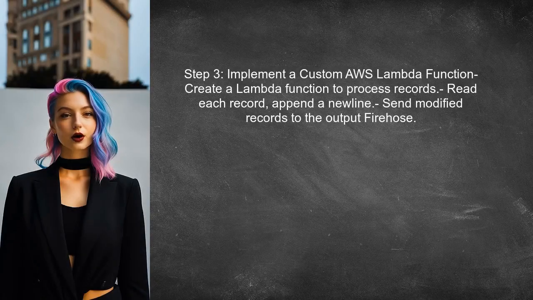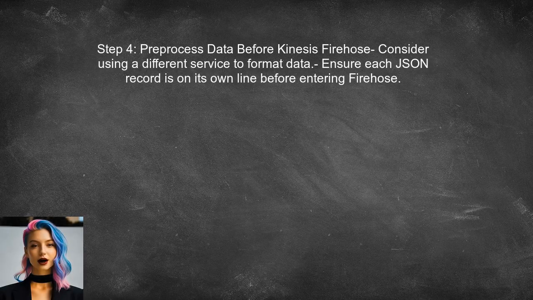Alternatively, the user could implement a custom solution using an AWS Lambda function that processes the records. This function can read the incoming records, append a new line to each, and then send them to the output Firehose. Lastly, if the user prefers to avoid Lambda, they might consider pre-processing the data before it enters the Kinesis Firehose. This could involve using a different service or tool to ensure each JSON record is on its own line.